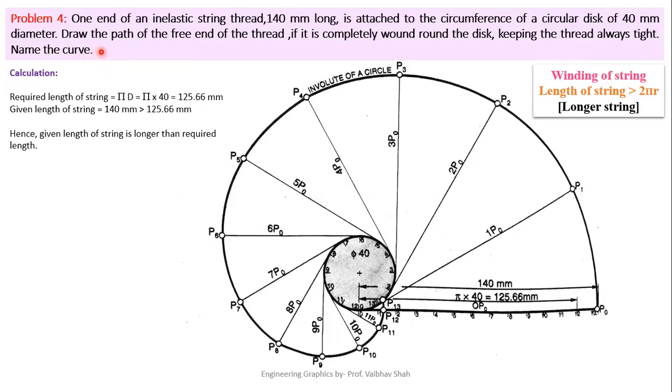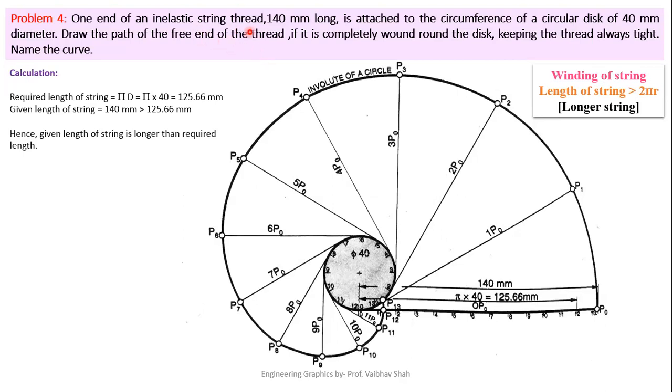So here once again, we are drawing the path of the free end of the thread. Whenever you hear or see the words path of the free end of the thread, or path of a free end of a string, then it is nothing but your involute. In this case, you have to draw just the involute.